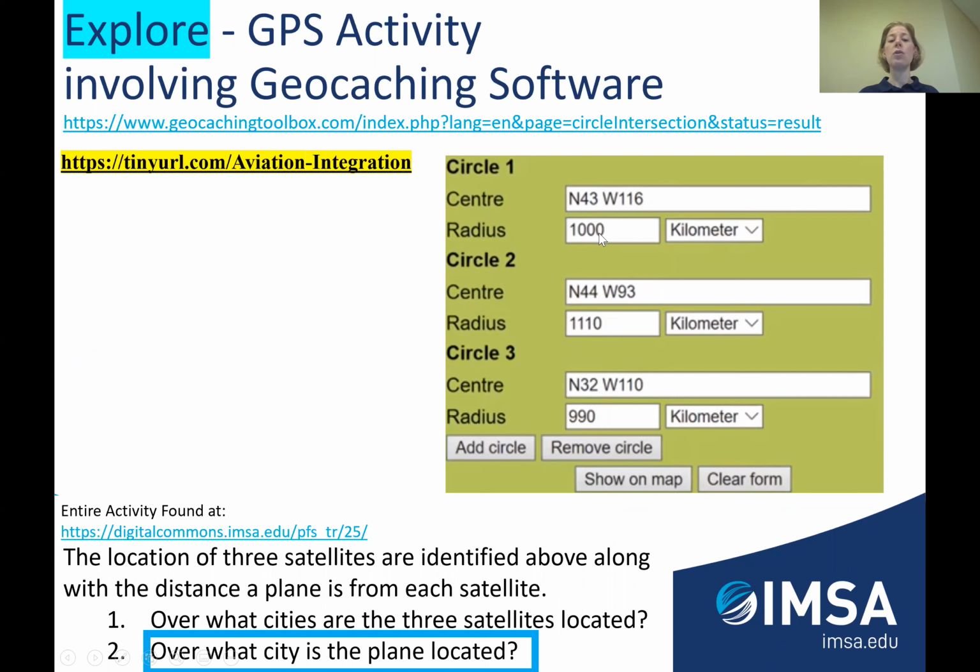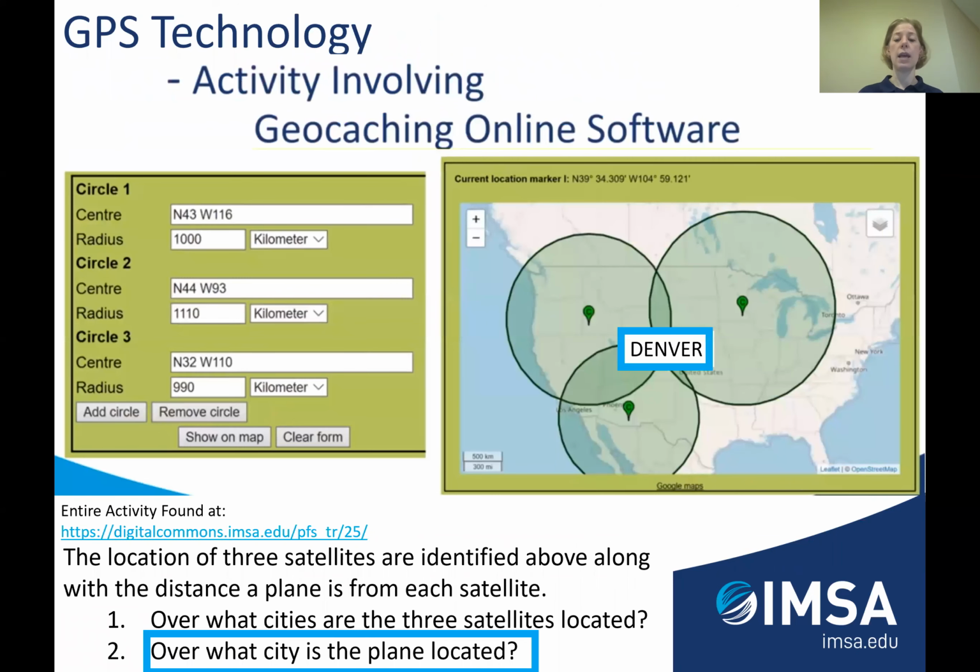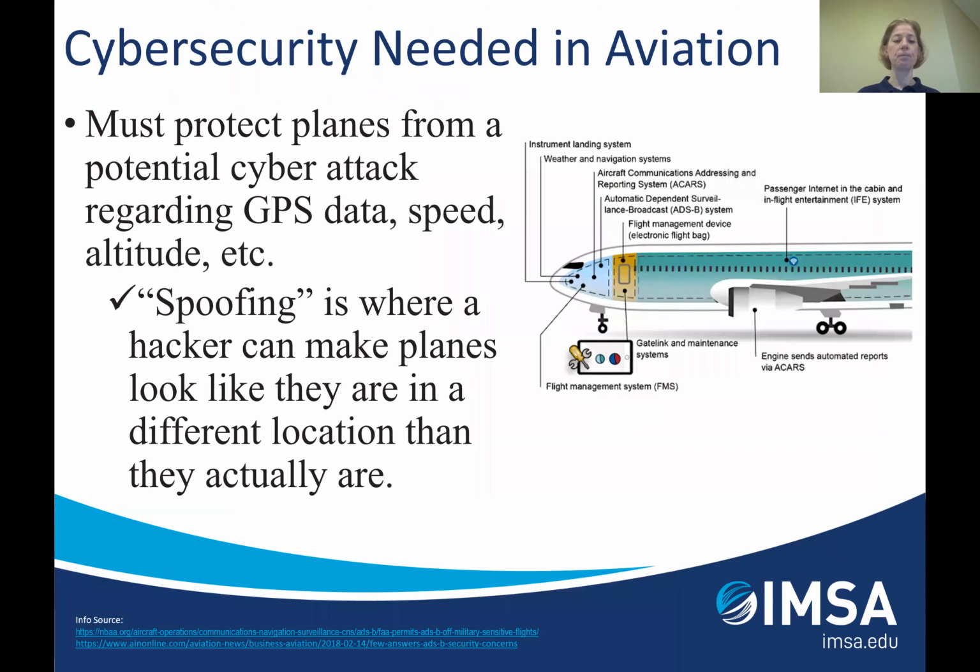And so if you know the location of a satellite and how far you are from this satellite, and this satellite, and this satellite, you will be able to determine over what city your plane is located. And in this case, it would be Denver. And so where those 3 circles intersect is going to be your location.